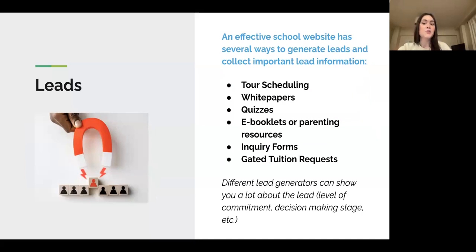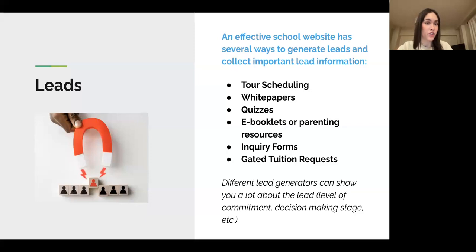A couple of examples would be tour scheduling. Believe it or not, if you have automated tour scheduling, this is a way that you're collecting lead information. A parent would have to input their email address and phone number while they're confirming a tour time that they would like to come in for your school. Also, if someone is scheduling a tour through your website, that means they're extremely interested. That's a big commitment for someone to make, to actually come in physically for a tour.